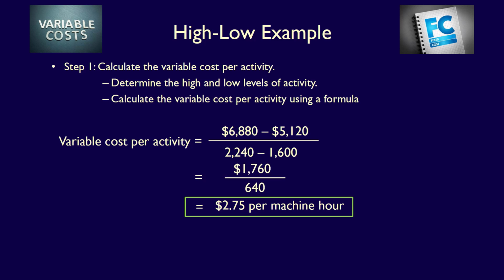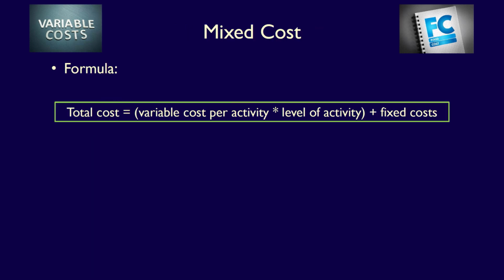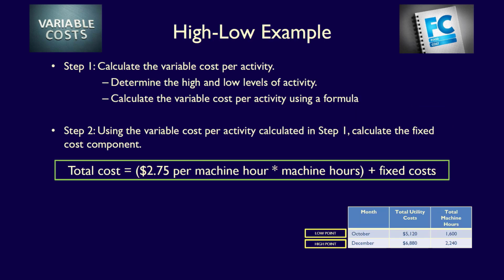Perfect. We've now separated out the variable cost component of the mixed cost. Remember that the formula for the mixed cost is as follows. Total mixed costs equal variable cost per activity multiplied by the level of activity plus fixed costs. We can now replace part of the formula. Total mixed cost is equal to $2.75 per machine hour multiplied by the machine hours plus fixed cost. However, we're still missing the fixed costs, so let's move on to Step 2.